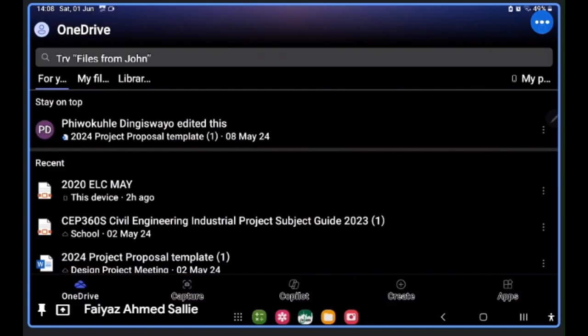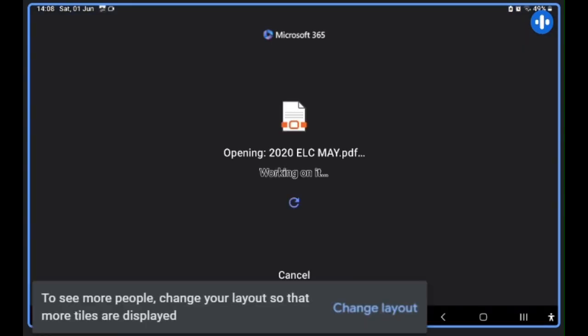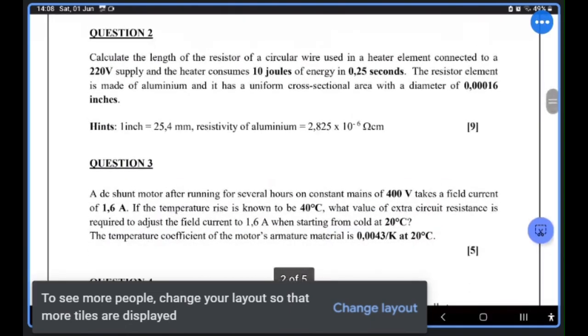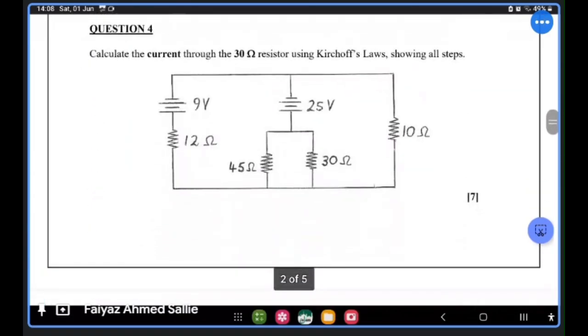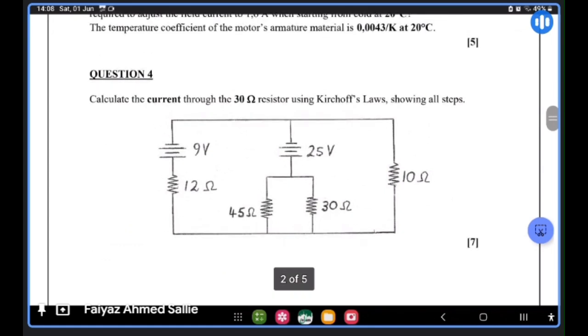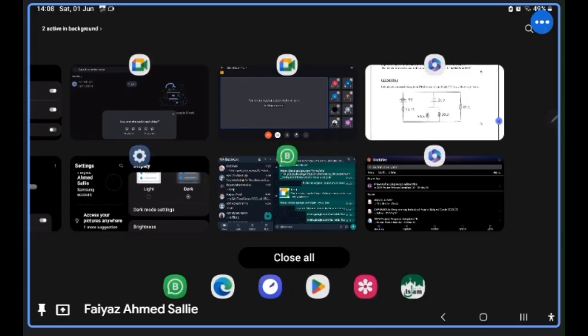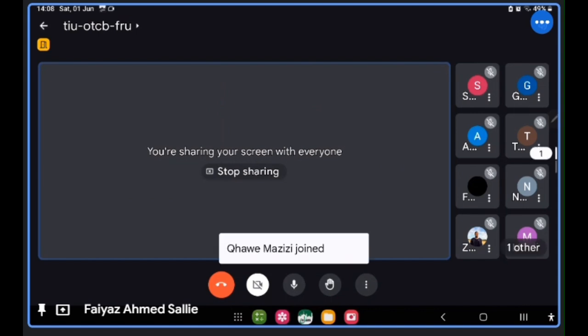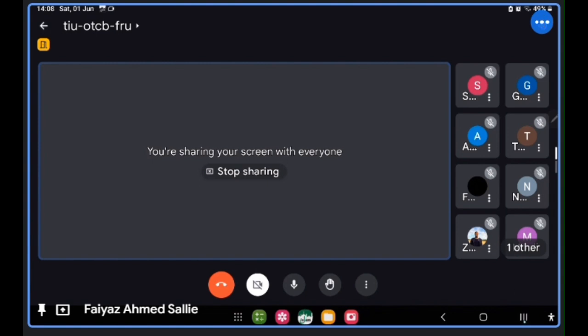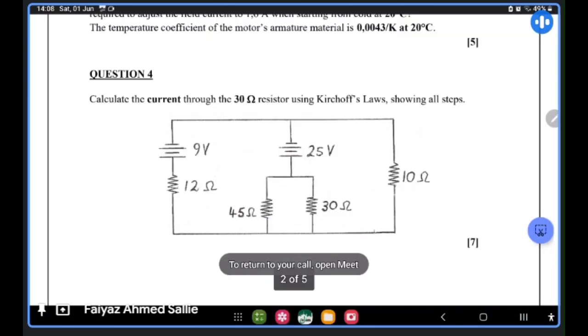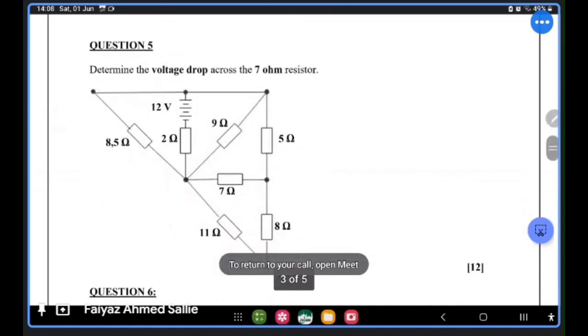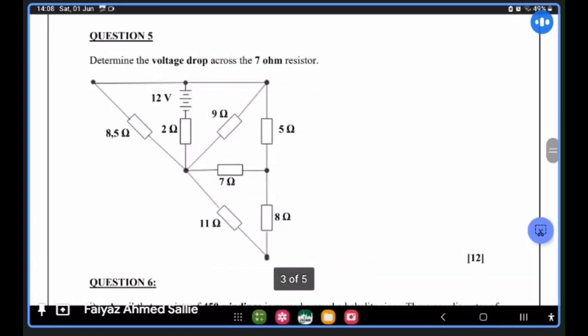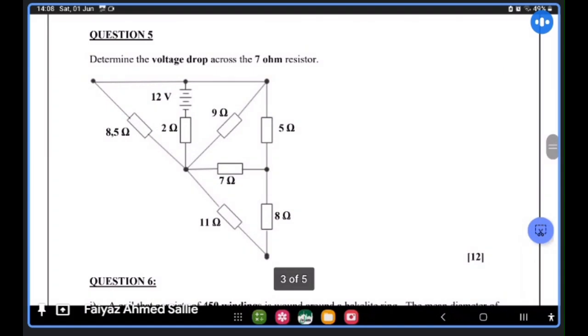ELC 2. Does anyone have any questions about the last question that we did, question number 4? Are there any questions? Does anyone have questions from the first class? Okay, let's do question number 5.